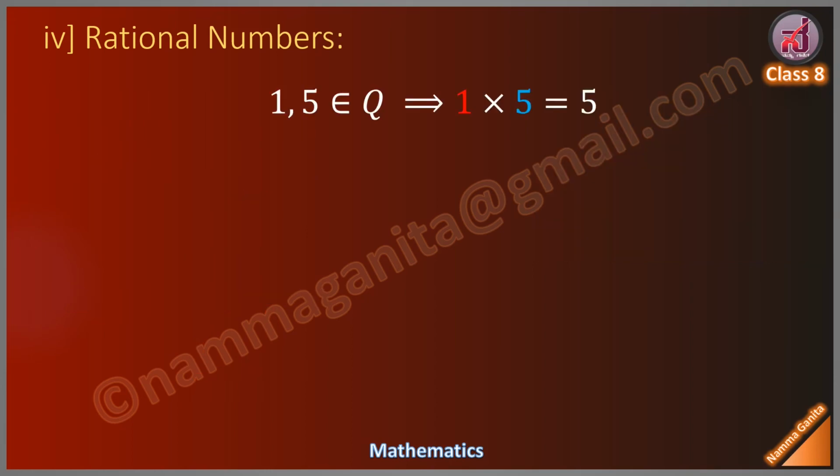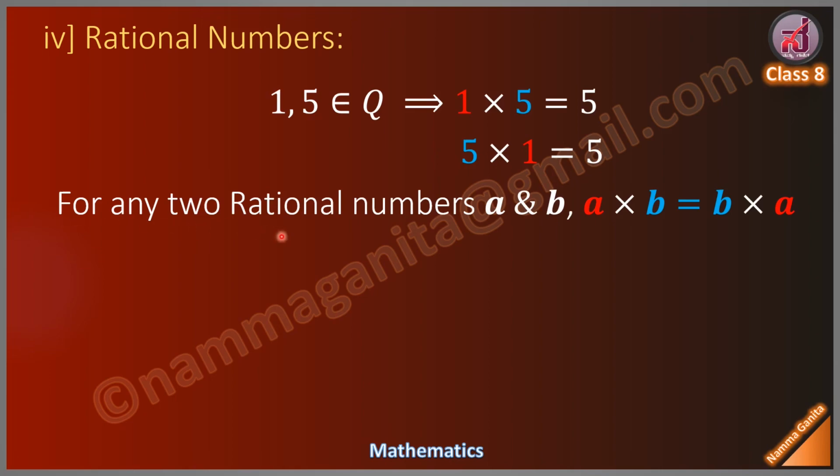Now consider the third example. 1, 5 belong to Q. 1, 5 belong to set of rational numbers. That implies 1 into 5 that is equal to 5. Now consider 5 into 1. 5 into 1 is equal to 5. Therefore, 1 into 5 is same as 5 into 1.